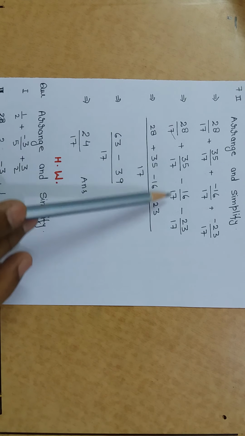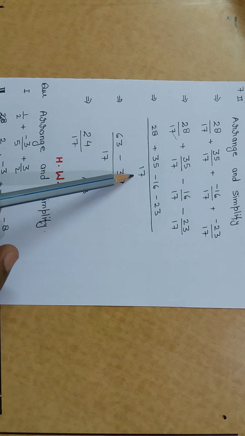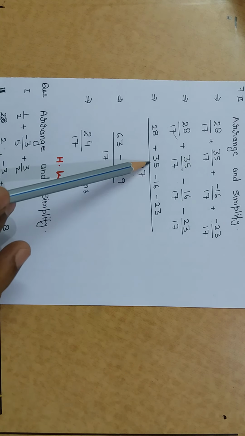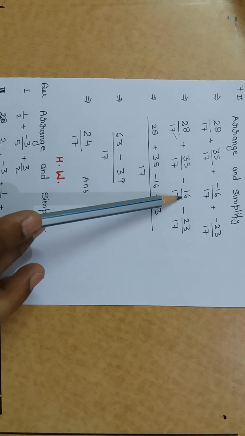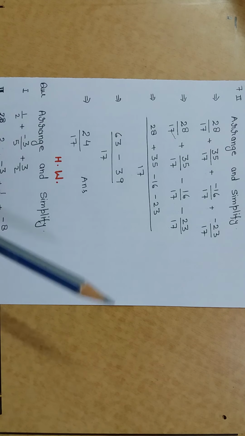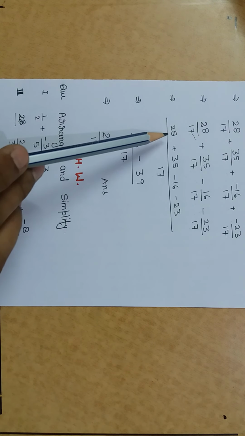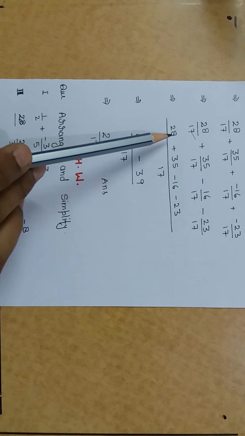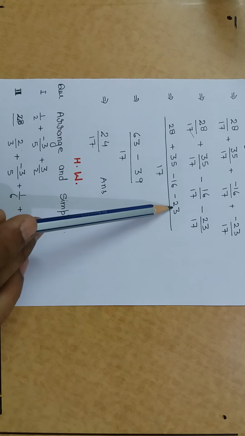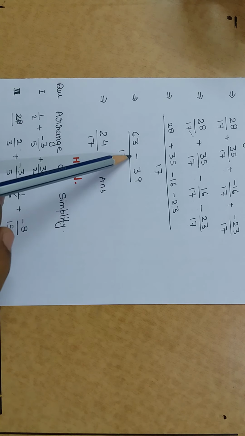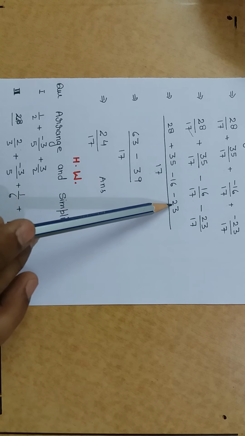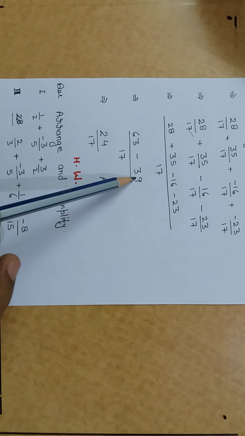Now 17, 17, 17, 17, so 17 as the LCM. 28 times 1 is 28, 35 times 1 is 35, so no change. 16 times 1 is 16, so no change. 23. Now simplify positive terms together and negative terms separately. 28 plus 35 is 63, and minus 16 minus 23 should be added, but the sign will be negative, so it is equal to minus 39.